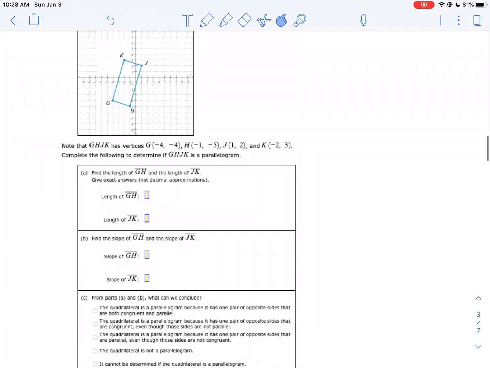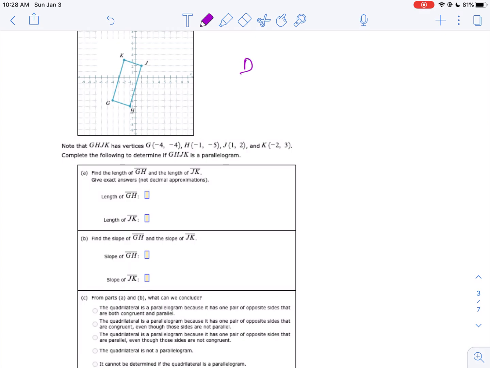In this case, I don't want a decimal approximation. And from the first chapter, distance cannot be negative. That was the key on this one. I think you had a negative answer for one of these. So let's find the length of GH.